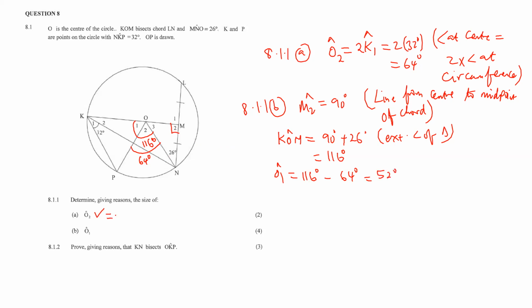So the implication is that angle O2 is 64 degrees, and angle O1 is 52 degrees.